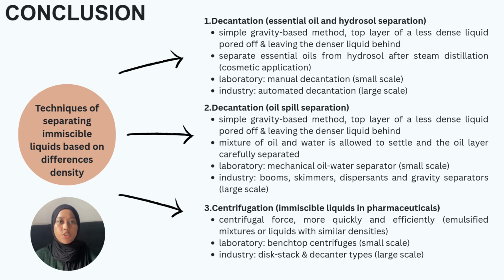The next technique that we chose is centrifugation of immiscible liquids in pharmaceutical applications. Centrifugation, on the other hand, uses centrifugal force to separate liquids more quickly and efficiently, particularly when dealing with emulsified mixtures or liquids with similar densities. In laboratories, benchtop centrifuges are used for small volumes, whereas industrial centrifuges such as disc stack and decanter types can operate continuously and automatically to handle large-scale separation in pharmaceutical, chemical, and food processing industries.